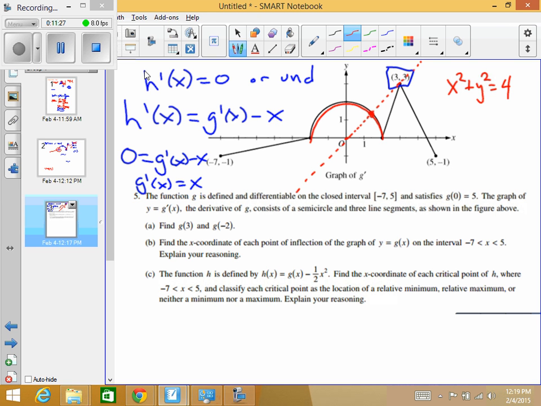Because we want g prime x, which is this equation, to equal x, we know x and y have to be the same. Similar to what we see here, 3, 3 are the same. We need x and y to be the same at this guy too.